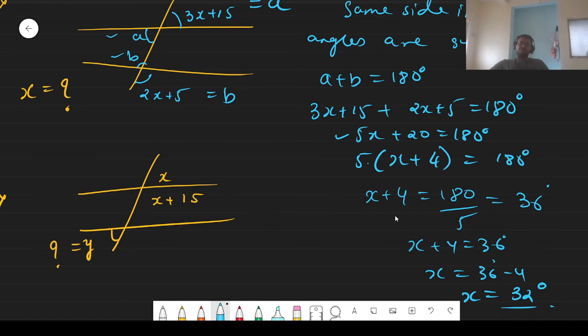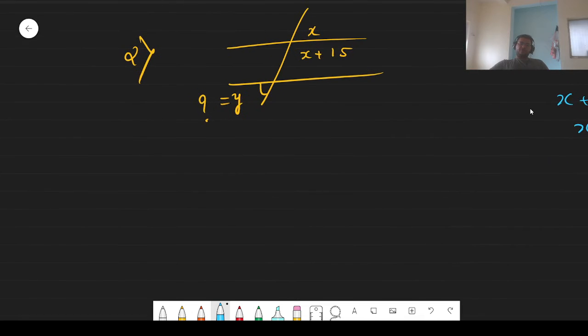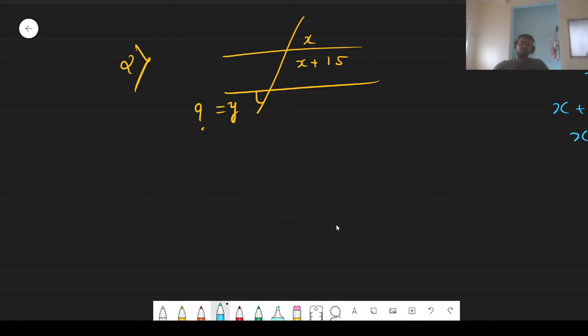Fine, this was the first question. How will we do the second question? See, here x is also given and y is also given. Fine, so what we will do, solution.